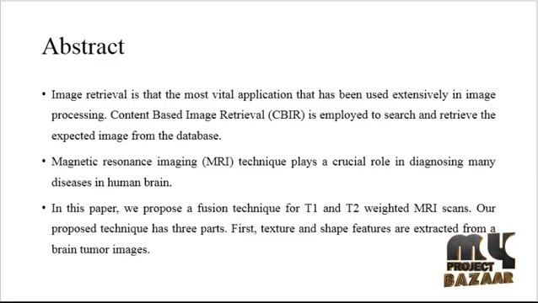Our proposed technique has three parts. First, texture and shape features are extracted from the brain tumor images. Next, fusion techniques like the genetic algorithm and particle swarm optimization, otherwise known as GA and PSO, are used to combine the texture and shape features. Finally, popular supervised machine learning techniques like the deep neural network, that is DNN, and the extreme learning machine, that is ELM, are used to classify the brain tumors based on the selected features.